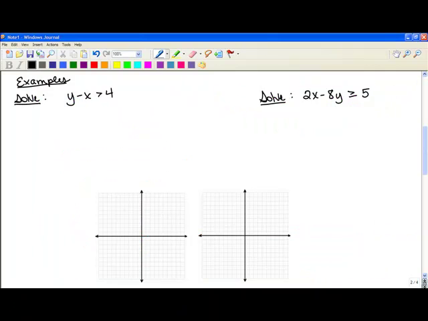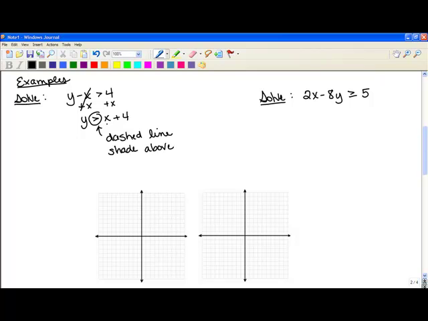The first example is y minus x is greater than 4. Step number 1 is to solve for y. So we need to add x to both sides. Y is greater than x plus 4. Looking at our sign here, we need to use a dashed line, and we need to shade above the line.